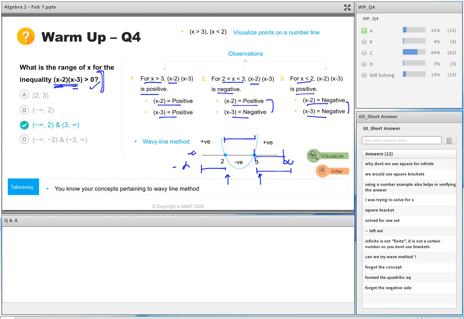The second is from minus infinity to 2. When we combine both of that, this is what we are looking for. So the answer for this question is choice C.